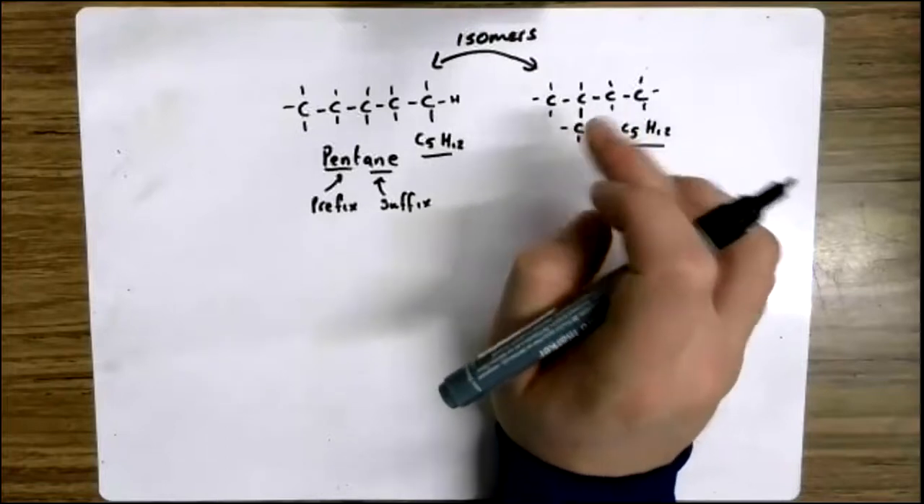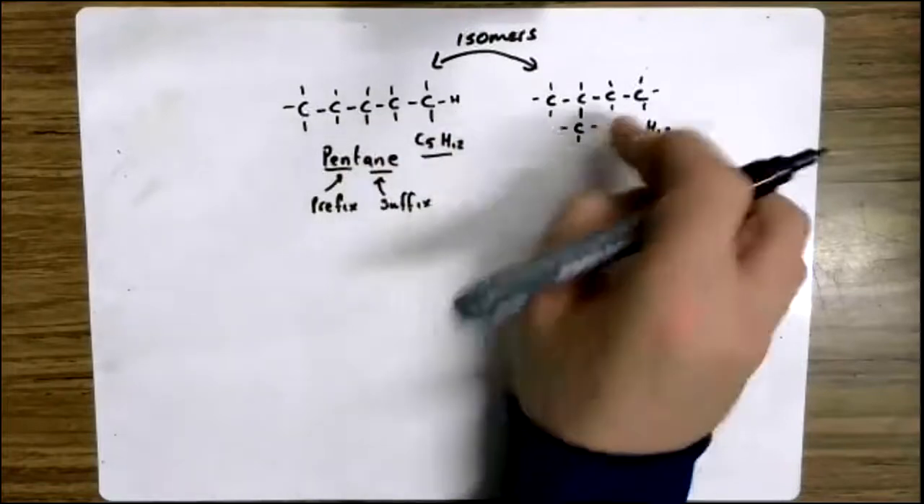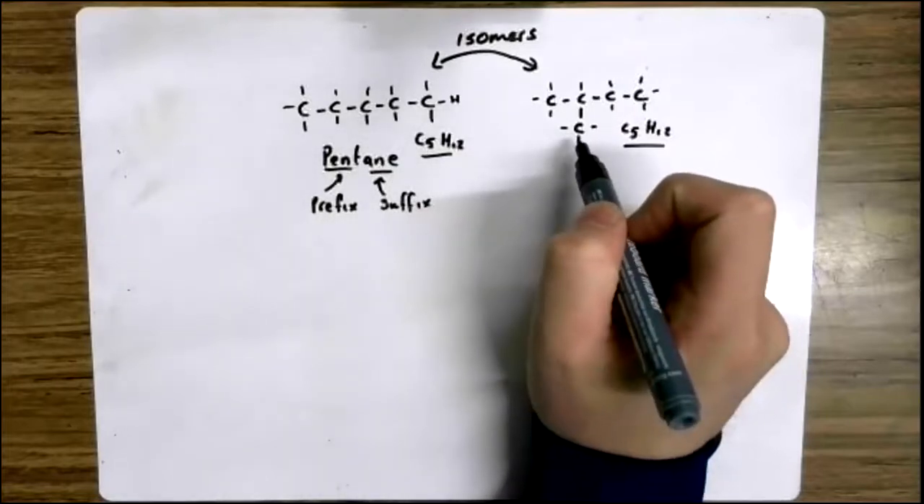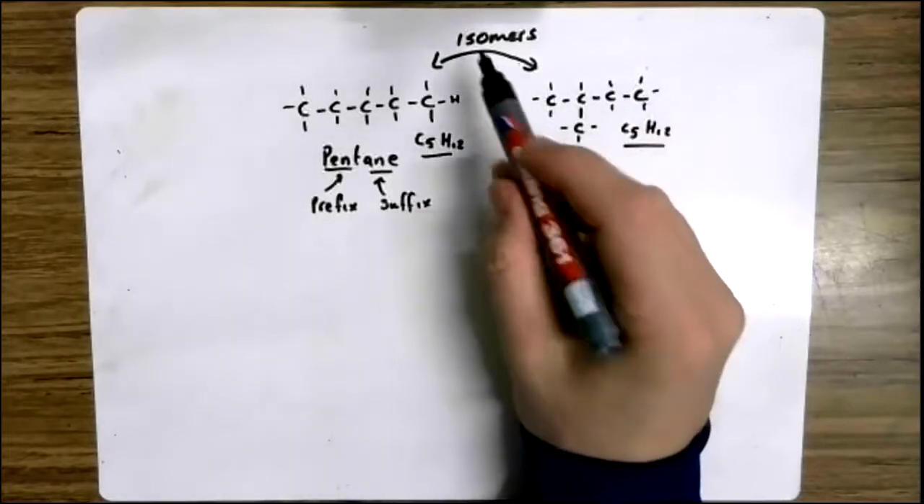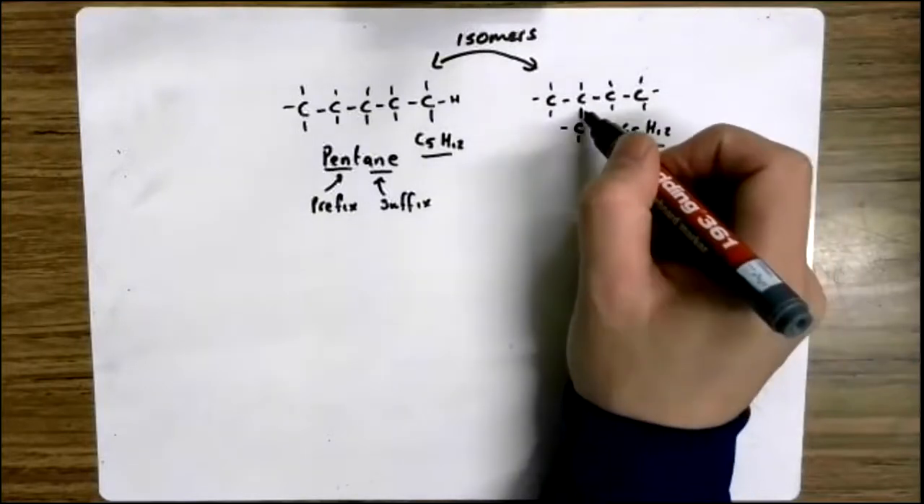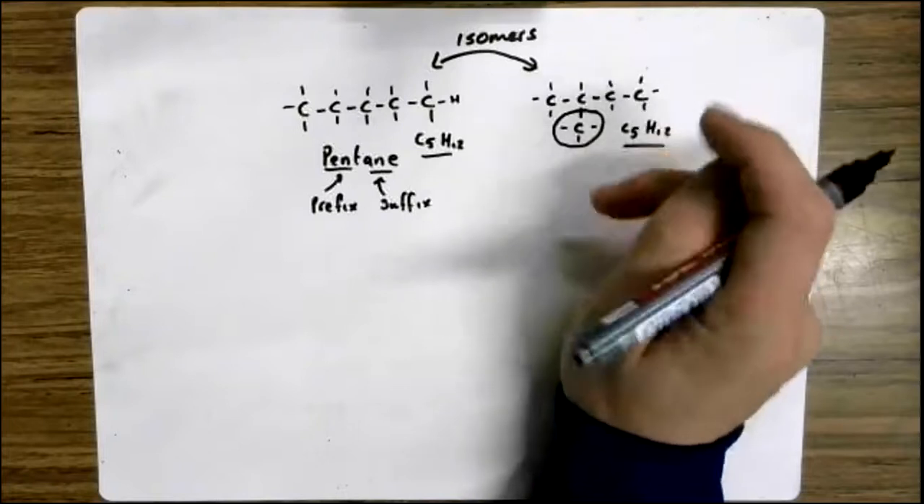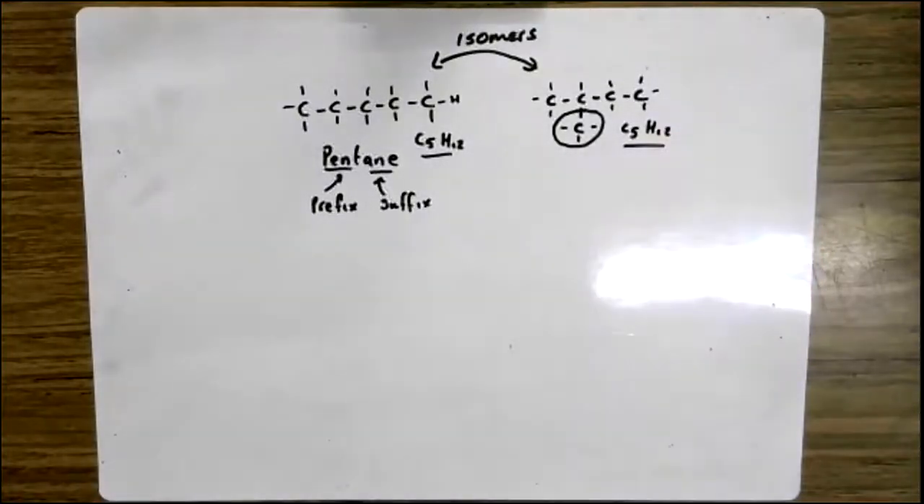Now, why is this important? Well, it's important because these two things will have different names. So this one is pentane, but this one is not going to be called pentane. So because of isomers and the existence of these, what we call branches, this is a branch of a hydrocarbon, we have to have a naming system. So today we're going to look at the naming systems.